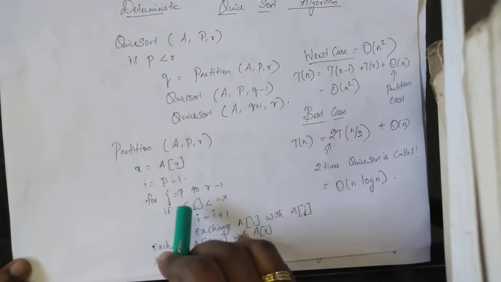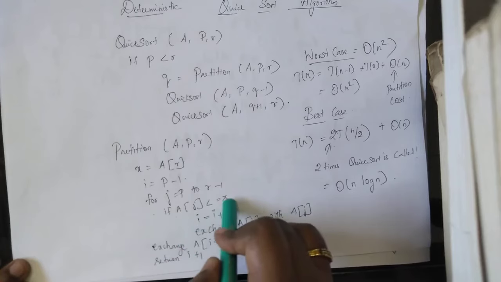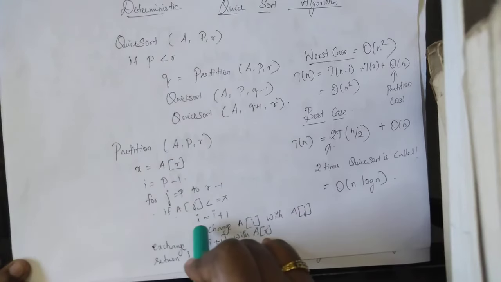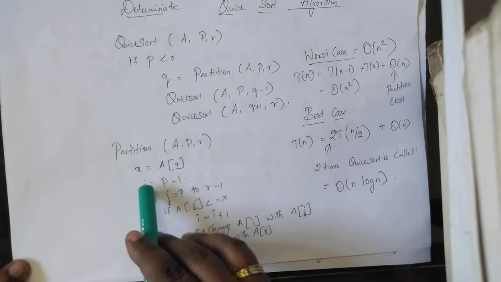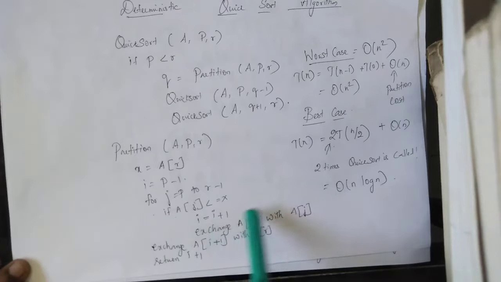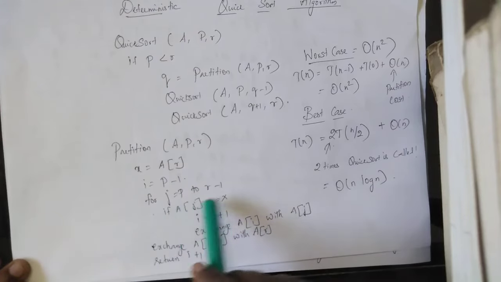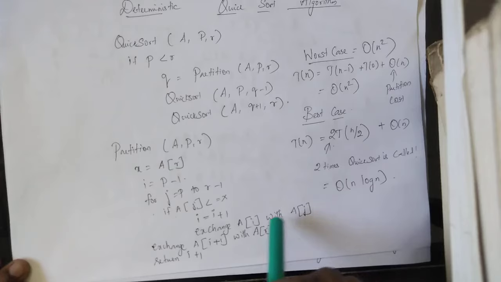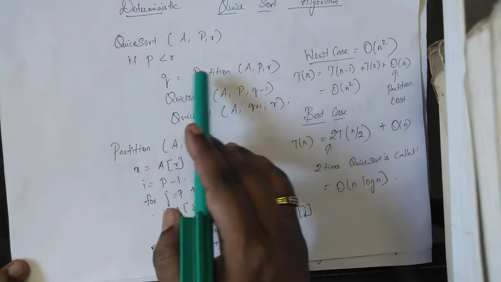So j is going to scan the array, and if it finds an element A of j that is less than or equal to the pivot, x, remember, then we will increment the other pointer, i, and then exchange A of i with A of j. So we exchange the element which was less than the pivot with A of i. And then we will return this position. So this position will be returned, and then the partition happens.